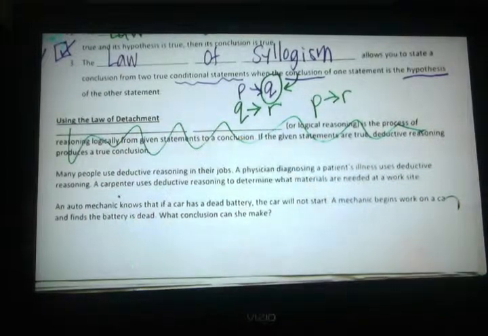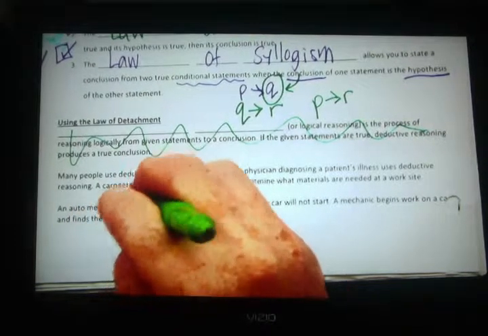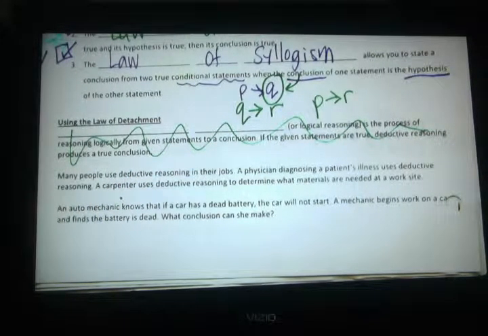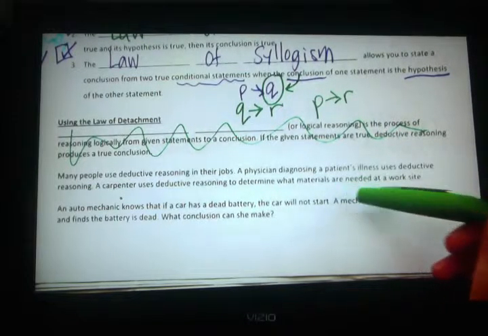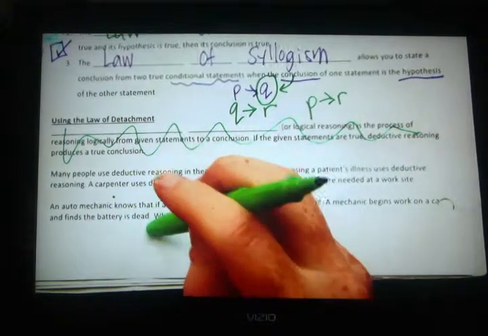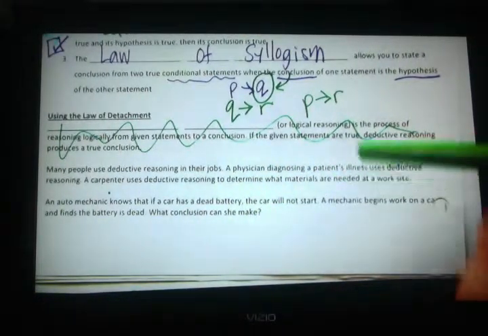Okay? A carpenter uses deductive reasoning to determine what materials are needed at a work site. So he may bring everything to work that one day and would have forgotten 2 or 3, but he used deductive reasoning to figure out basically what he needed to fix whatever job he's working on that day, right? Okay? So an auto mechanic knows that if a car has a dead battery, the car will not start. Let's use deductive reasoning here. So a mechanic begins work on a car and finds the battery is dead. What conclusion can she make?